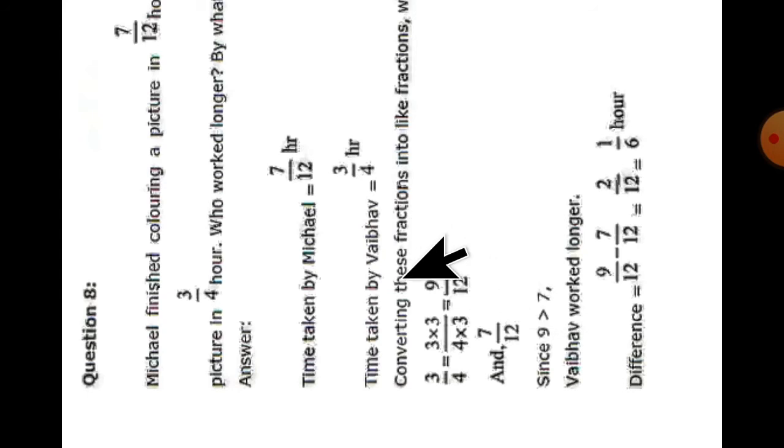Out of these two, 9 is greater than 7. So Vaibhav worked longer. Okay. And how much longer? We have to find the difference. So difference is equal to 9 upon 12 minus 7 upon 12 equal to 9 minus 7 is 2 upon 12. Cutting by 2 table, 2 ones are 2, 2 sixes are 12. So equal to 1 upon 6 hour.